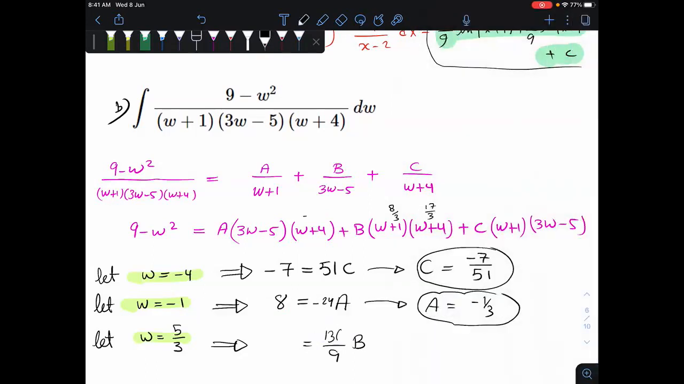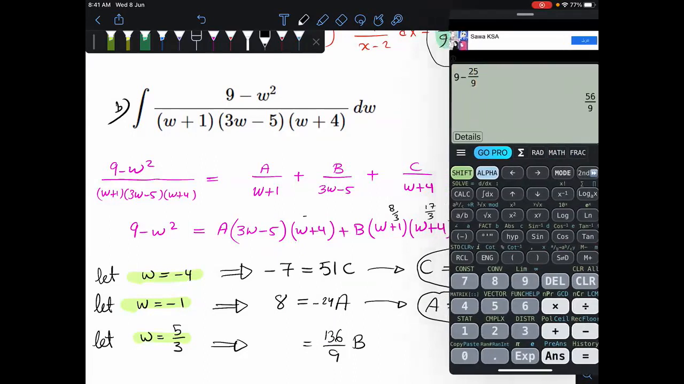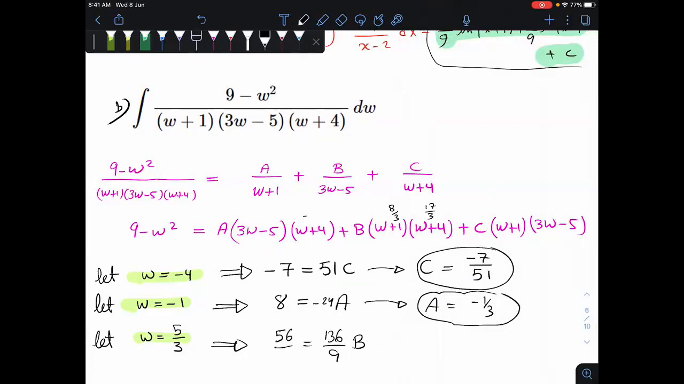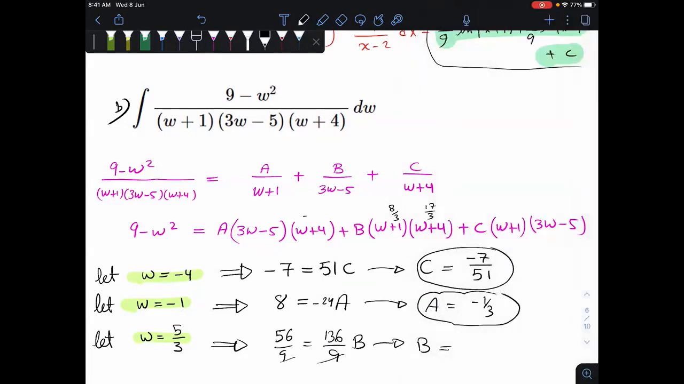Okay, 136 over 9, which is 8 by 17. Okay, 8 by 17 is 136. On the left side, 9 minus 25 over 9, which is 3 over 5 over 3 squared, 56 over 9. And then find B: cancel 9 out and divide 56 by 136, which gives 7 over 17. So B is 7 over 17.